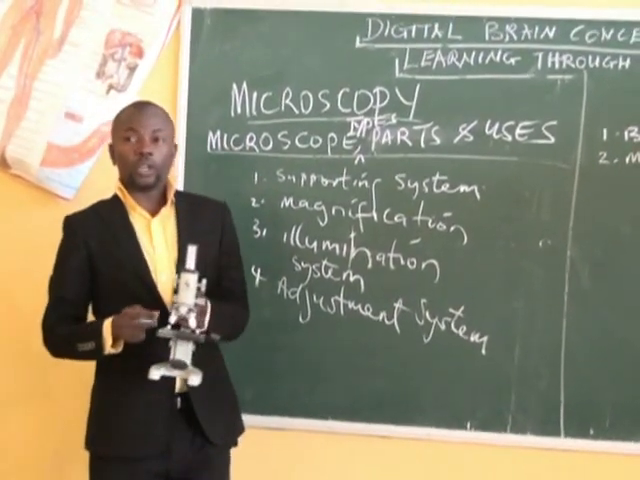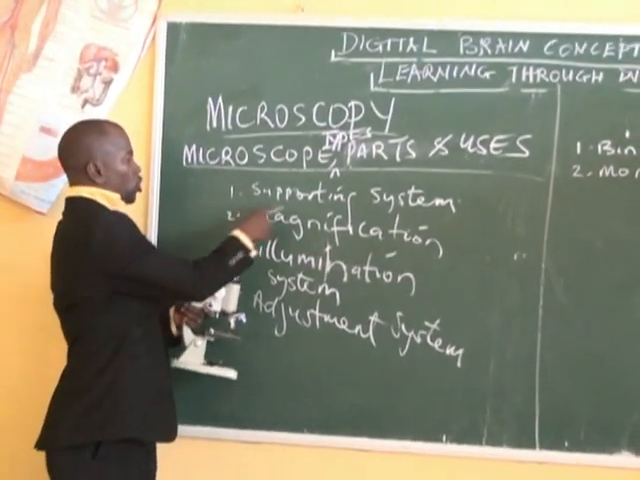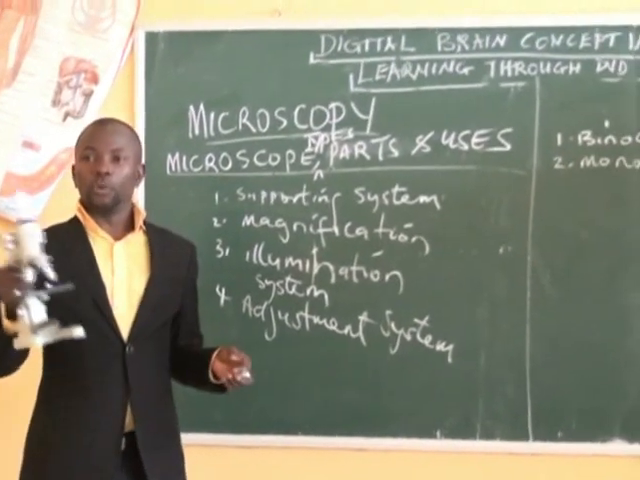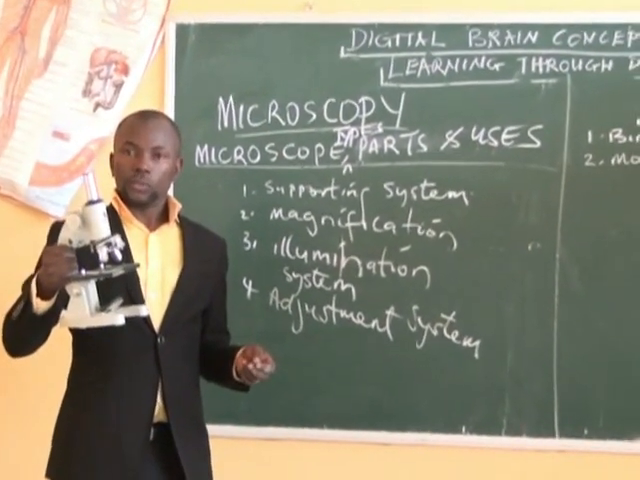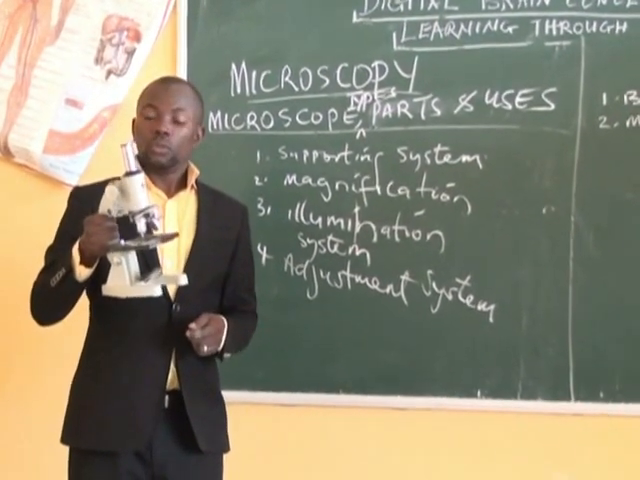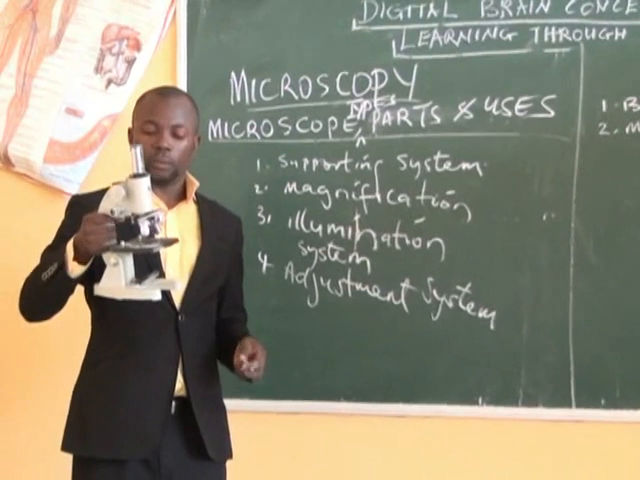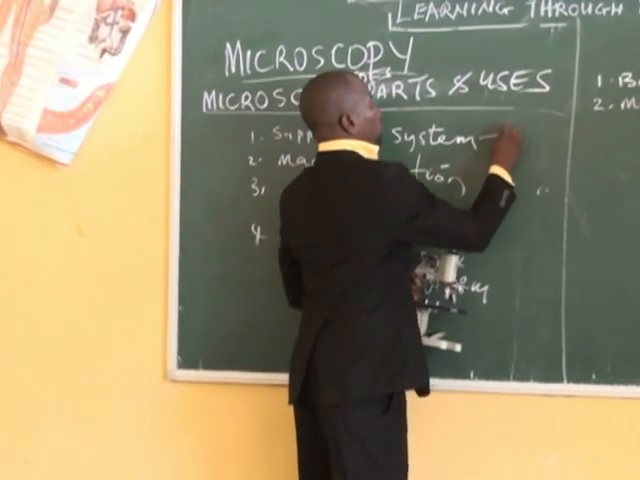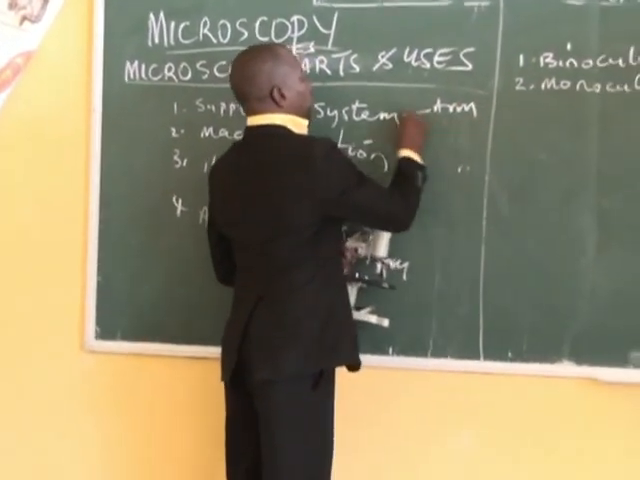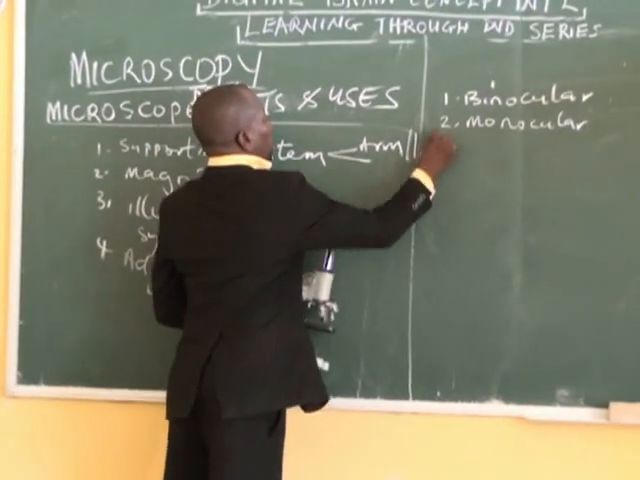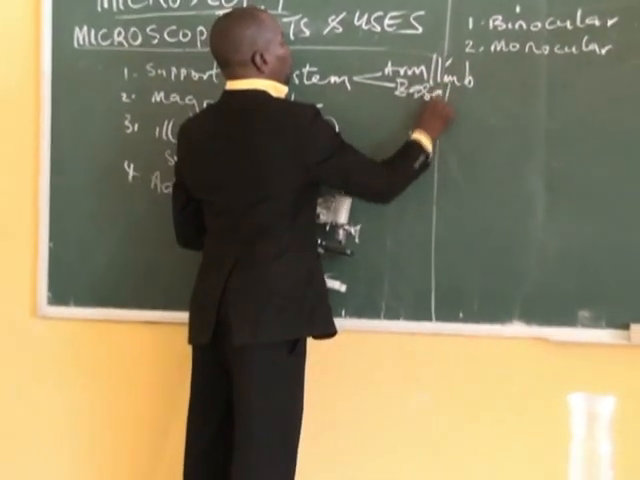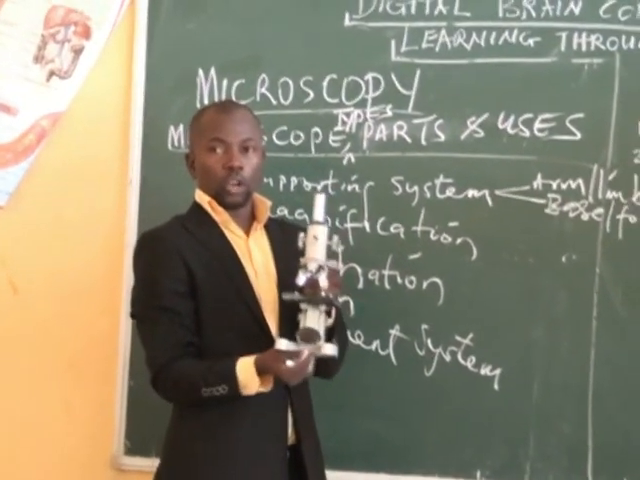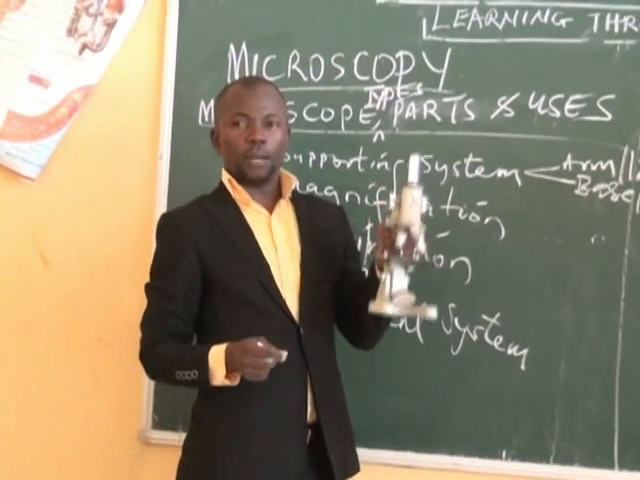Please, students, look very closely. You will see that the supporting system of a microscope includes the arm. This place I'm holding now is called the what? The arm, or the limb. It is a support. You have to carry the microscope on the arm as I'm holding it now. You will also see the base. Base is also part of the supporting system of a microscope. We have the arm, or what is called the limb. We have the base of the microscope, or the what? Foot. Here is the base of the microscope, which you keep on the bench for support. Or you can call it the foot. This place I'm holding in my hand is the arm or the limb.